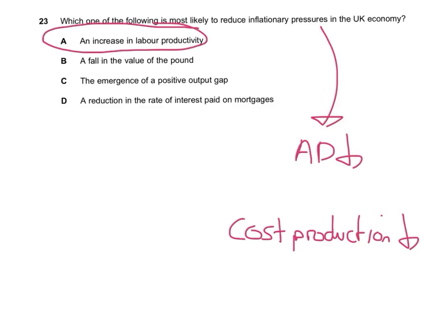Right, a fall in the value of the pound, makes imports dear, exports cheap. That would make demand go up. So that would cause inflation, so that's bad. The emergence of a positive output gap. You know, whenever there's a positive output gap, there could be inflation because demand's too high. And a reduction in the rate of interest would make AD go up, so that would cause inflation. So the only answer is A.